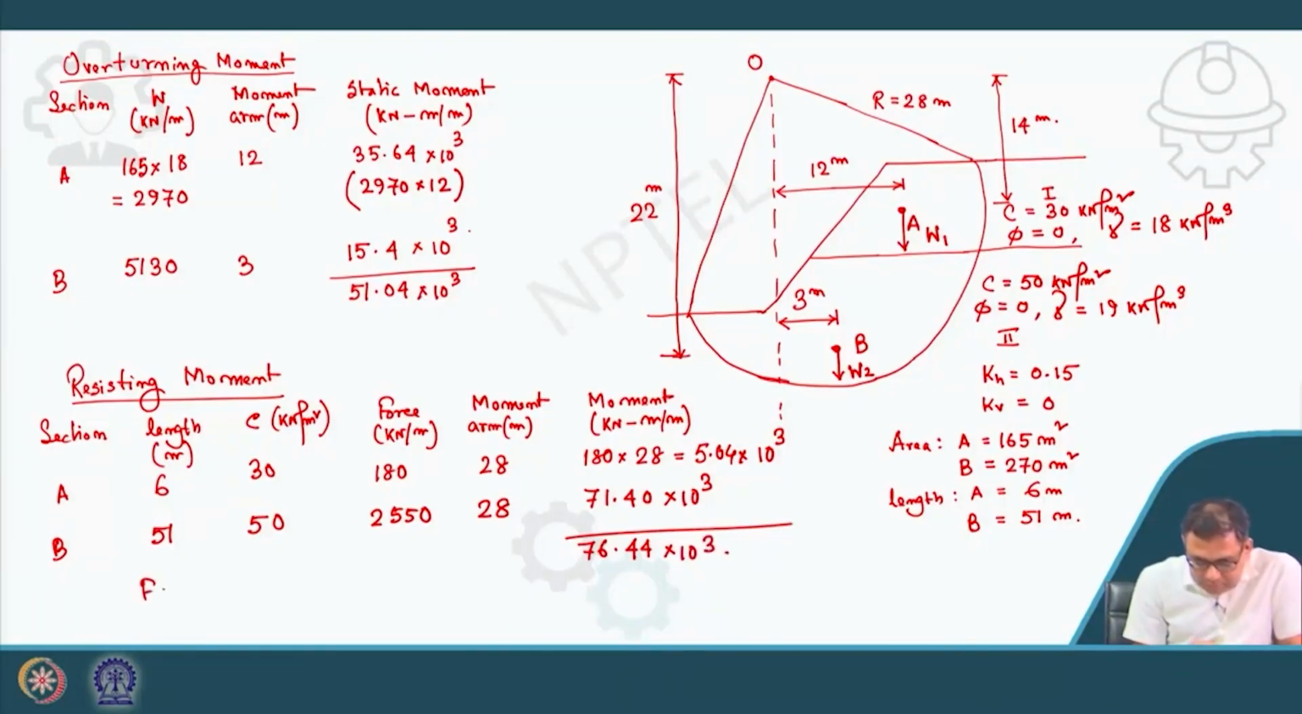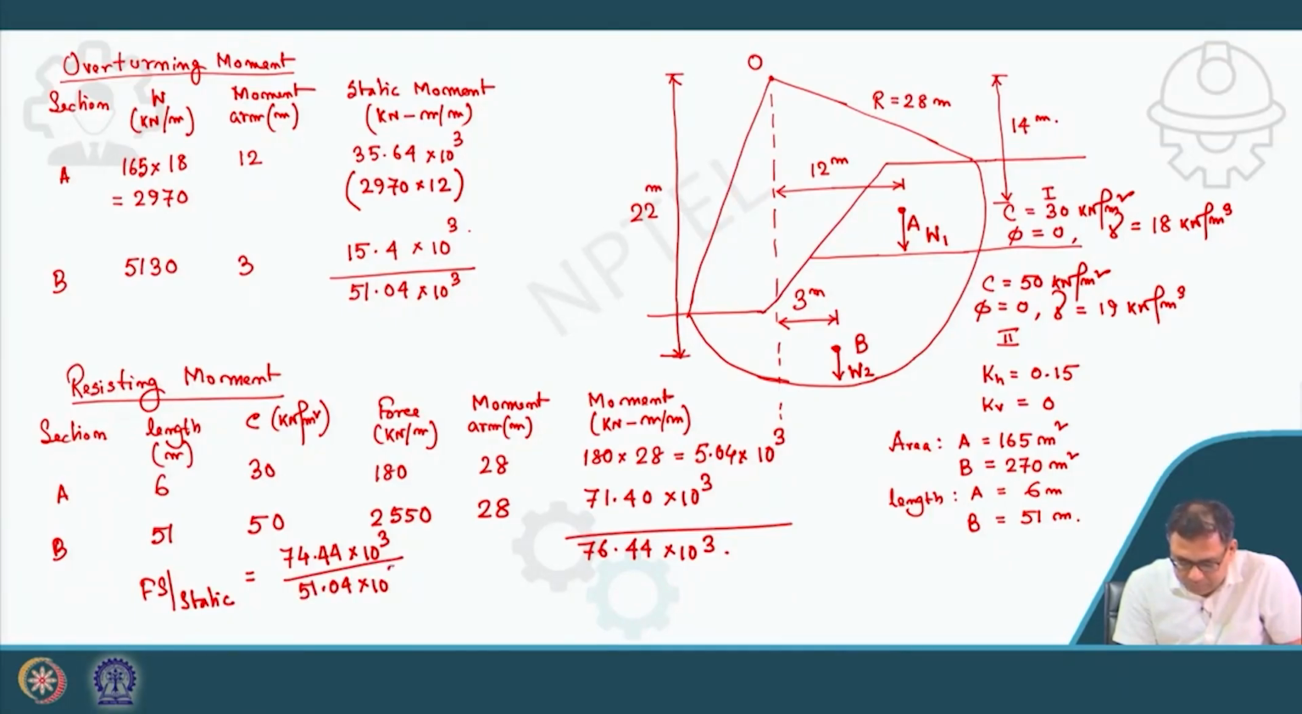So I can calculate the factor of safety for static. That is your resisting moment divided by the overturning moment. Resisting moment is 76.44 into 10 to the power 3 divided by 51.04 into 10 to the power 3. So it is coming out to be 1.5. Static factor of safety is coming out to be 1.5 for this particular problem that we have taken.